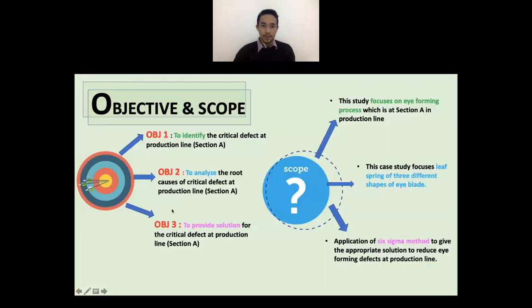For the objective and scope, objective 1 is to identify the critical defect at production line section A, objective 2 is to analyze the root causes of the critical defect at production line section A, and objective 3 is to provide a solution for the critical defect at production line section A. For the scope, this study focused on the eye forming process, which is at section A in the production line. This case study focused on leaf spring of 3 different shapes of eye blade, and the application of the Six Sigma method to give the appropriate solution to reduce eye forming defects at the production line.